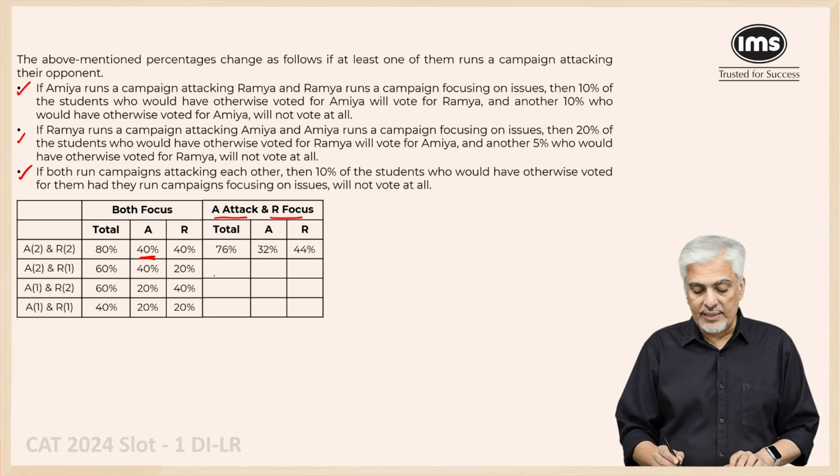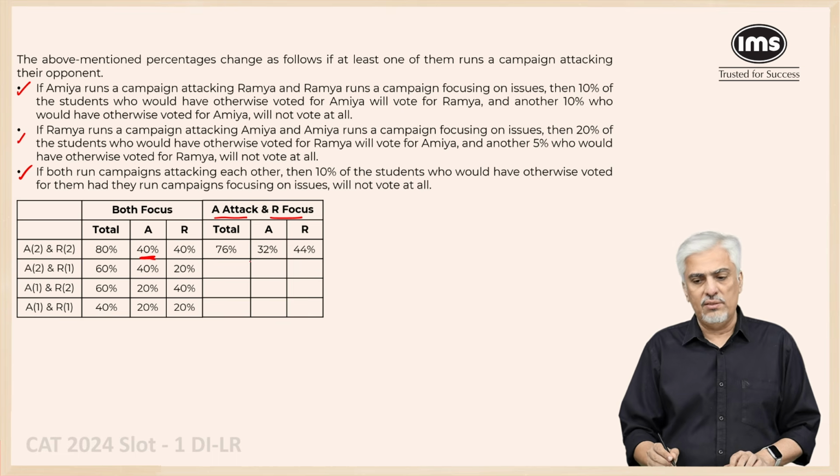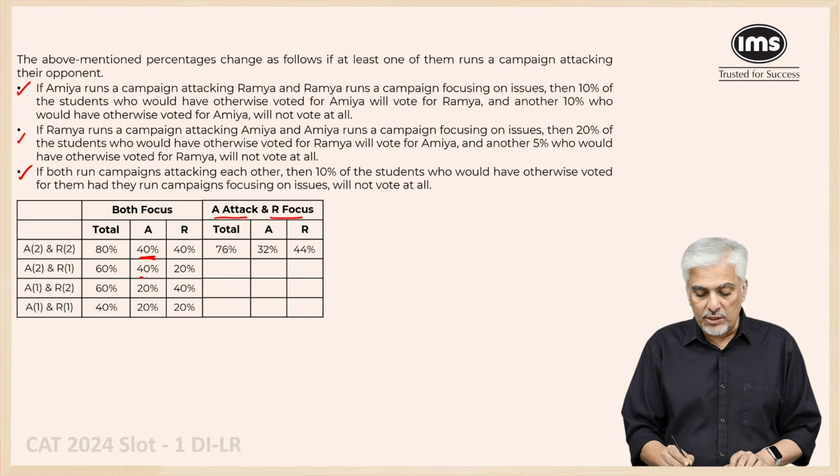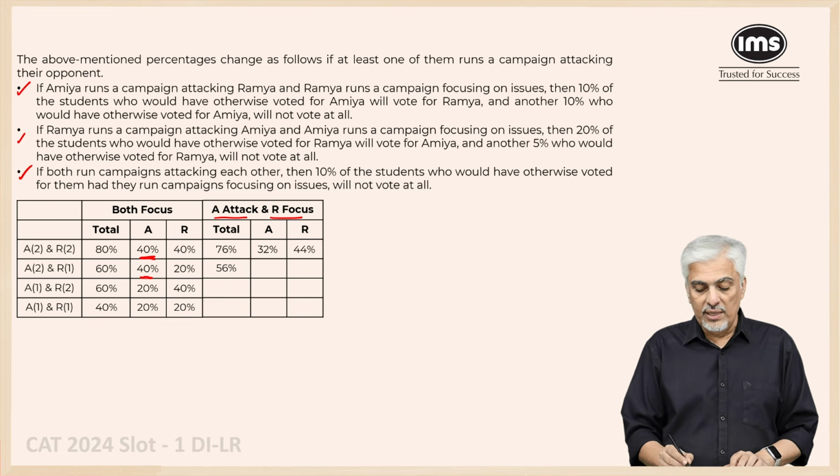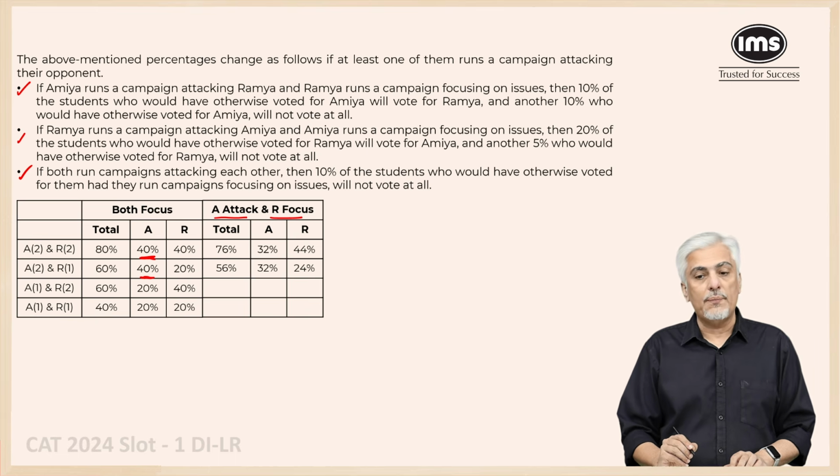Now, what happens in case 2? Same thing, same condition. We are not changing the condition. So 10% of this will go out. So 40, may say 4 will go out. So total 60, may say 4 will go out. So 56 is left. While AMIA will lose 20%, so 32, and therefore 24 to Ramia.